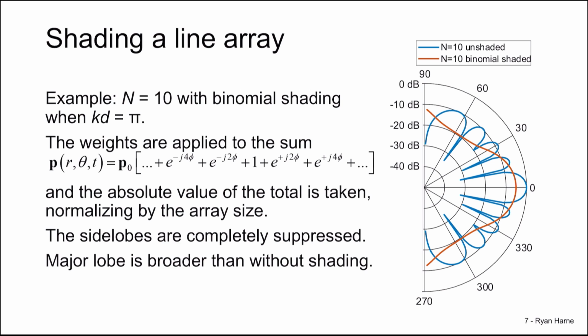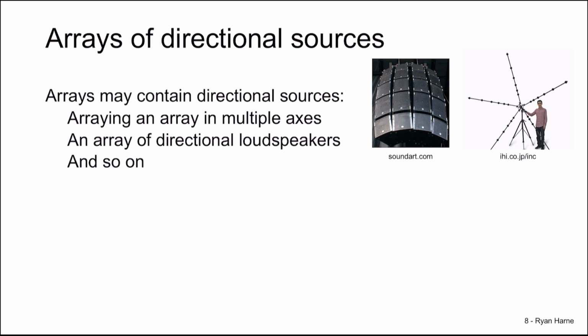Now, on the other hand, the major lobe is broader with shading than without. At the same time, we have successfully suppressed the side lobes, which is a pretty significant achievement given that we are operating the array at a very high factor of k multiplied by d. This principle can be taken much further. When we have arrays of directional sources, we can achieve some very unique functions.